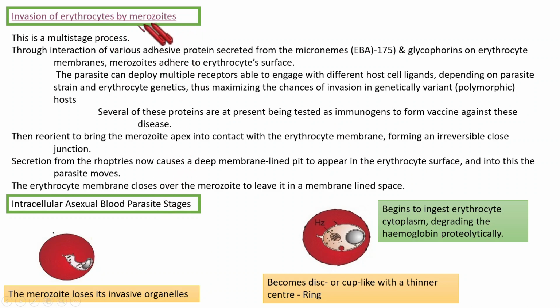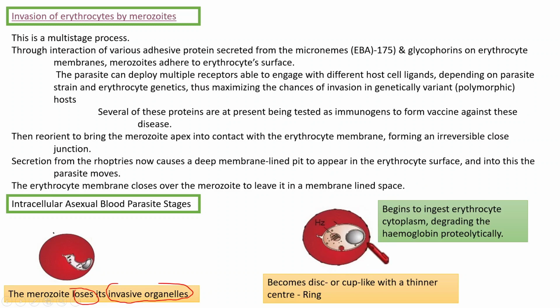Next, after invading the erythrocyte, what changes happen to the merozoite? That is what we are going to see next. After entering the erythrocyte, the merozoite loses all its invasive organelles. And it becomes a discoid couplet, as I have already shown you in the former picture, with a thinner central region. As we observe it in this stage under the microscope, it appears in the form of a ring. So that stage is called the ring stage.